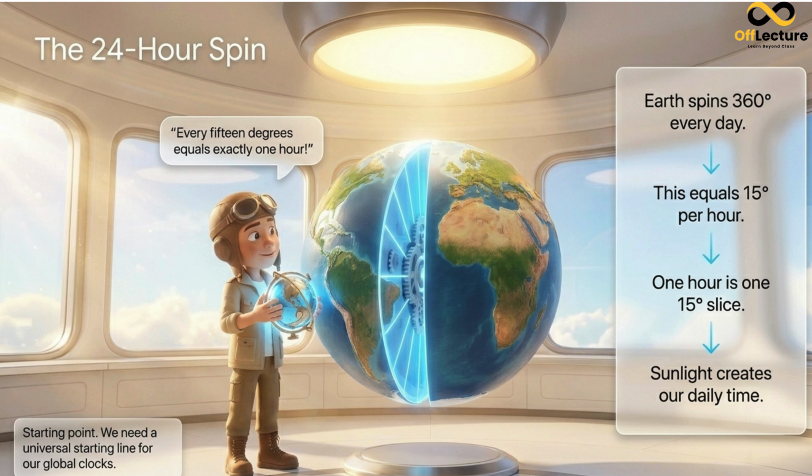The 24-hour spin. To understand this movement, let's look at the math of our 24-hour spin. The Earth rotates a full 360 degrees every single day. If we divide that journey, every 15 degrees equals exactly 1 hour, creating a 15-degree slice for each hour. Sunlight interacting with this rotation creates our daily time.